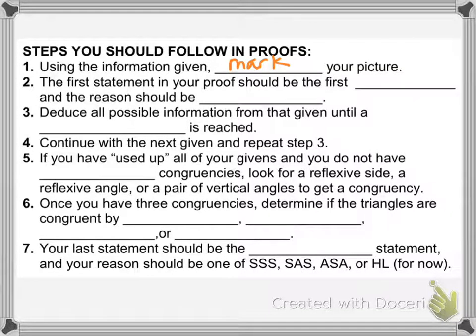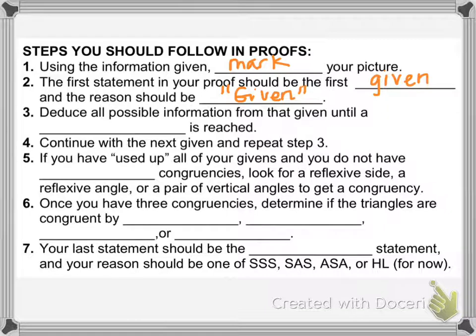After you've marked your picture, then you're going to begin your proof. So the very first statement that you put in your proof should be the first information that was given to you. It's called your first given, okay? And the reason you put for anything that's already given to you is given. Okay, it's really easy. So the first statement and reason in a proof are super simple.